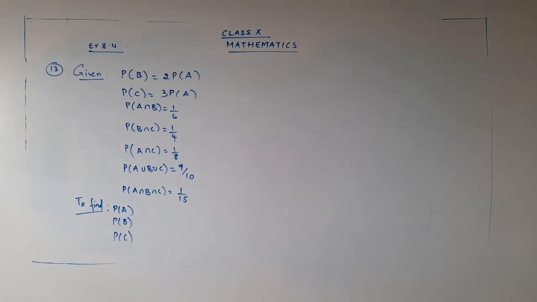Okay, now let's go for the solution part. Now what we are going to do here is use the addition theorem on probability for 3 events. So here we are talking about 3 events, yes, A, B, C. So we are going to use the addition theorem on probability for 3 events. So let me write down the formula first.